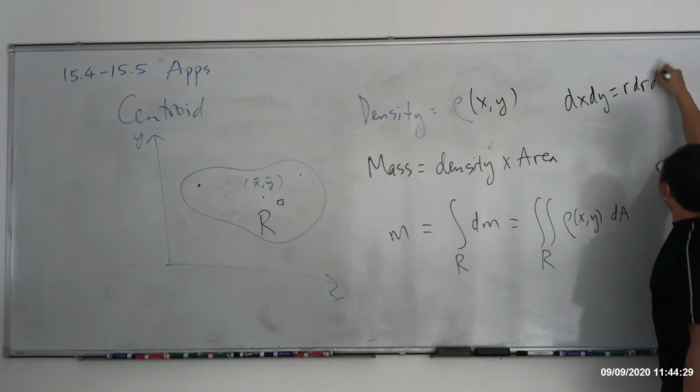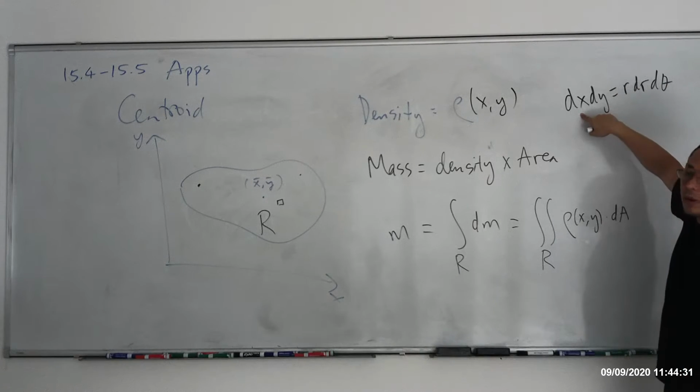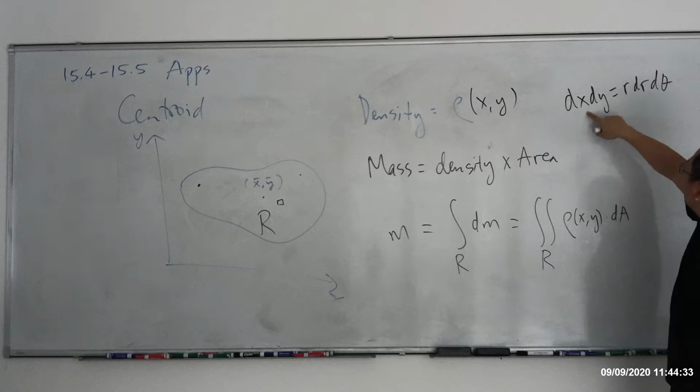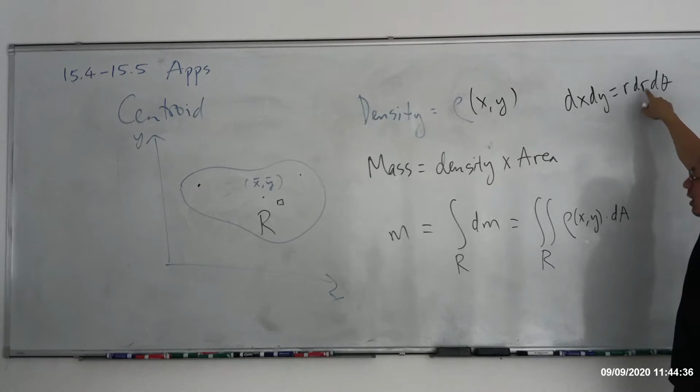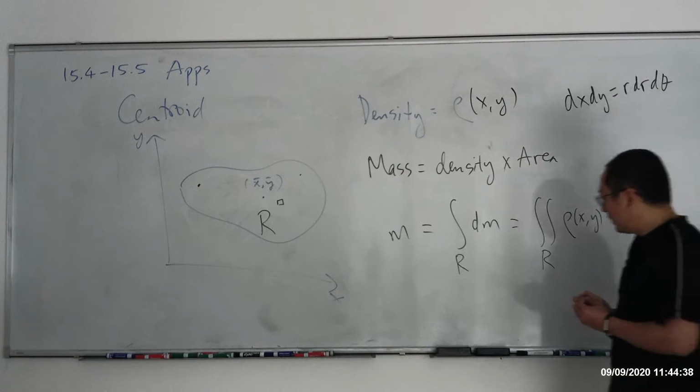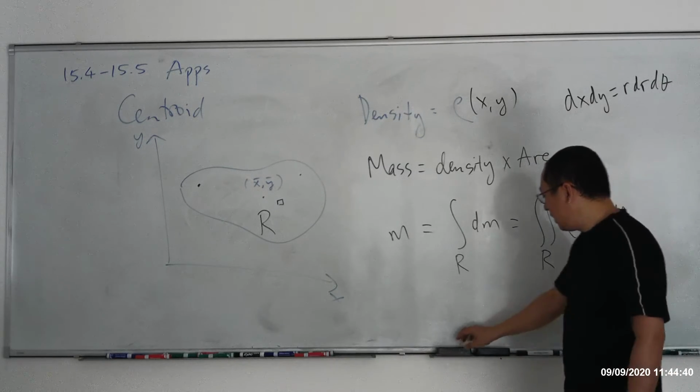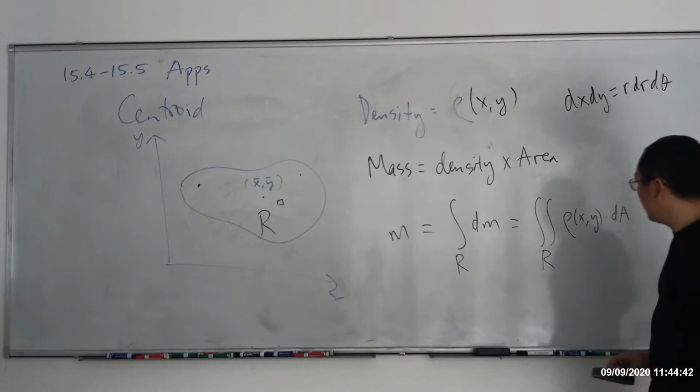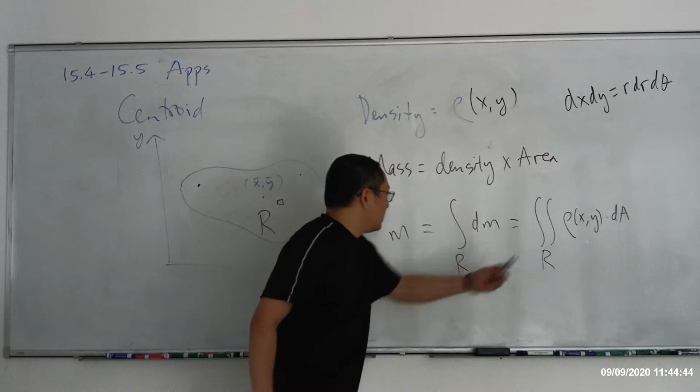dx dy is equal to r dr d theta. This is for polar: rectangular coordinates x, y change to polar r and theta. This is your formula for now, okay? And of course, x is r cosine theta and y is r sine theta. We just mentioned that. Now, in here, this is the mass, okay?